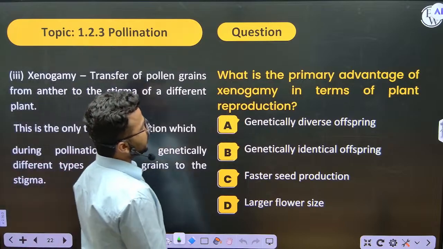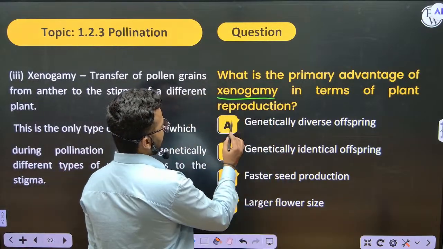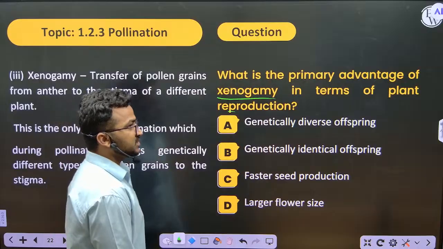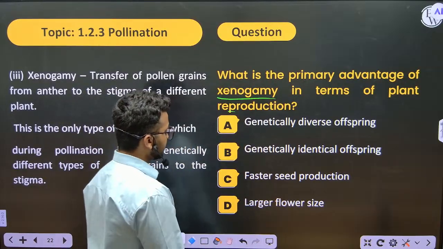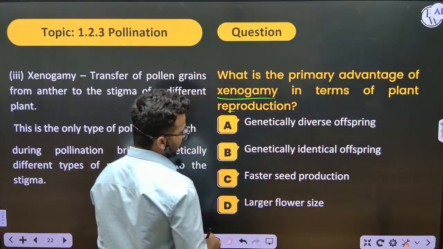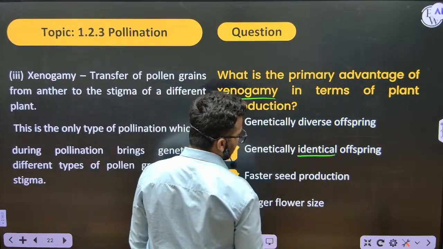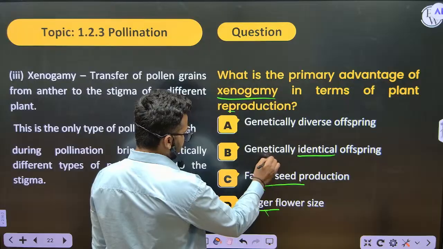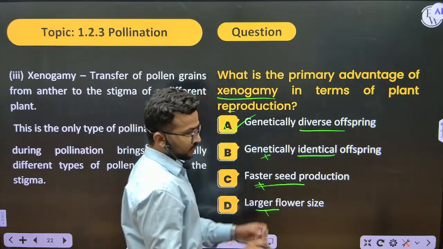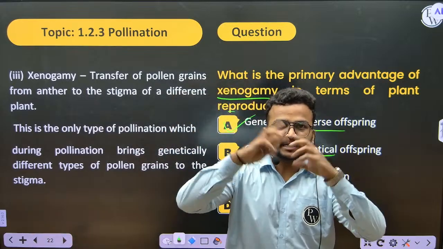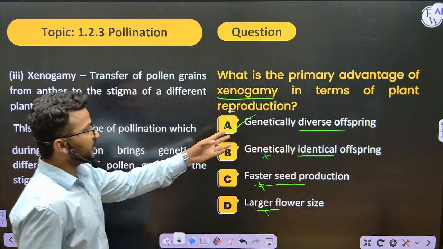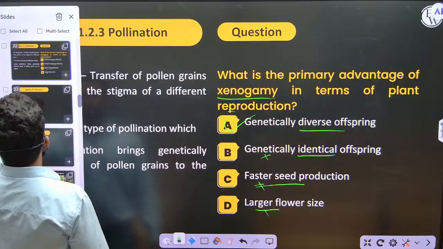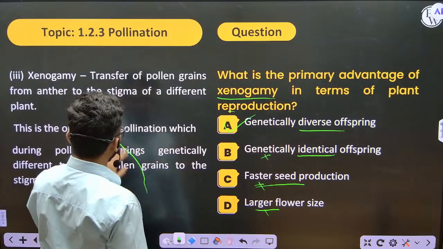Next, what is the primary advantage of xenogamy in terms of plant reproduction? Xenogamy is nothing but cross pollination. Genetically diverse offspring, genetically identical offspring, faster seed production, larger flower size. So all three others are incorrect here. So it is genetically diverse offspring. When the flowers undergoing pollination are from different locations, it will produce a lot of variations. That variation is nothing but genetic diversity. Genetically diverse offspring will be seen there.